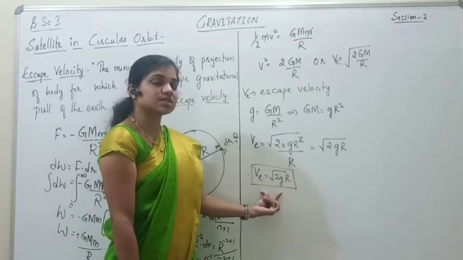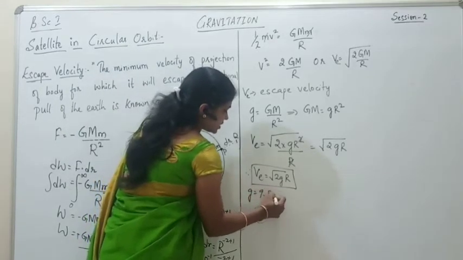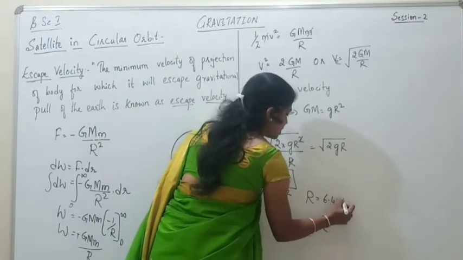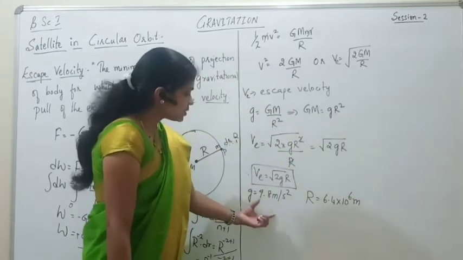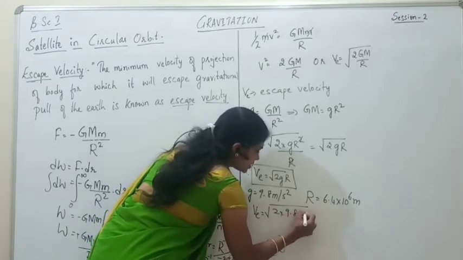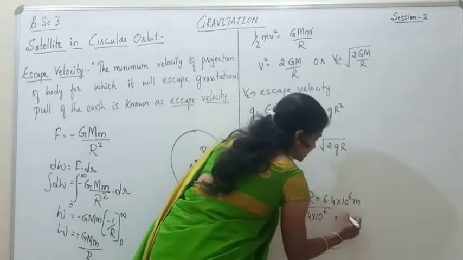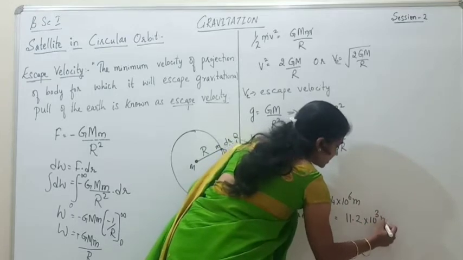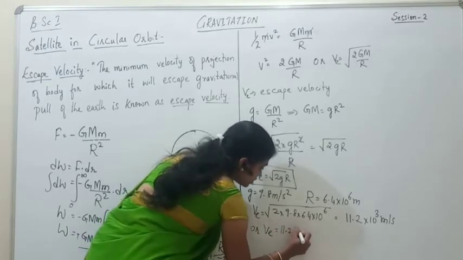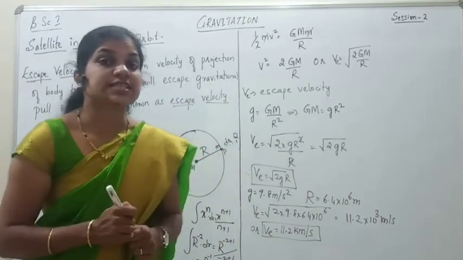Now let us try to find out the value of this escape velocity. We know that g is equal to 9.8 meter per second square, and R is 6.4 into 10 raised to 6 meter. If you substitute this here, we get square root of 2 into 9.8 into 6.4 into 10 raised to 6, and if I calculate this, I get 11.2 into 10 raised to 3 meter per second, or the escape velocity is equal to 11.2 kilometer per second. So this is the value of the escape velocity.